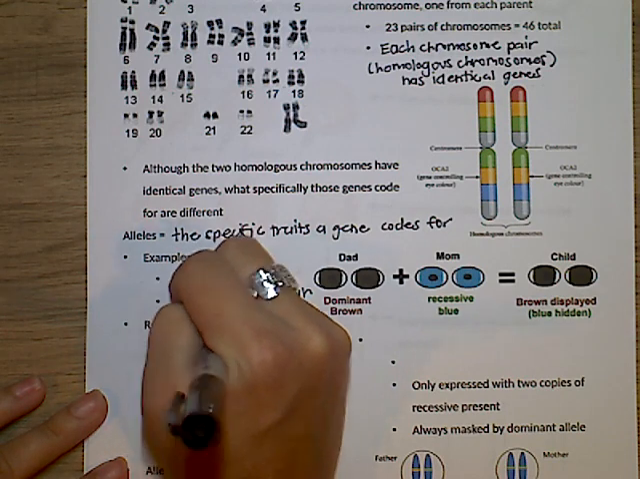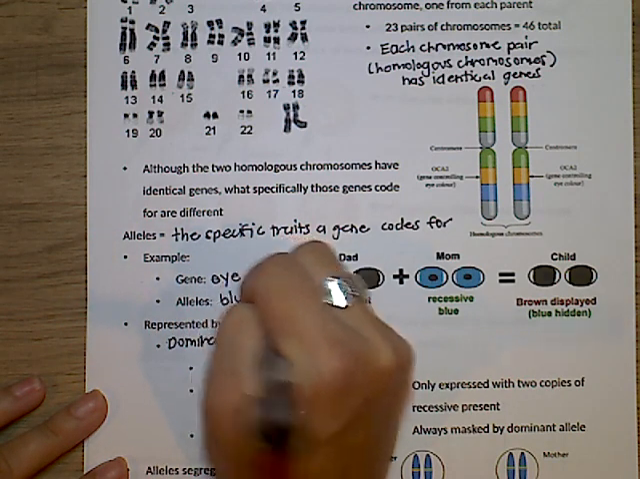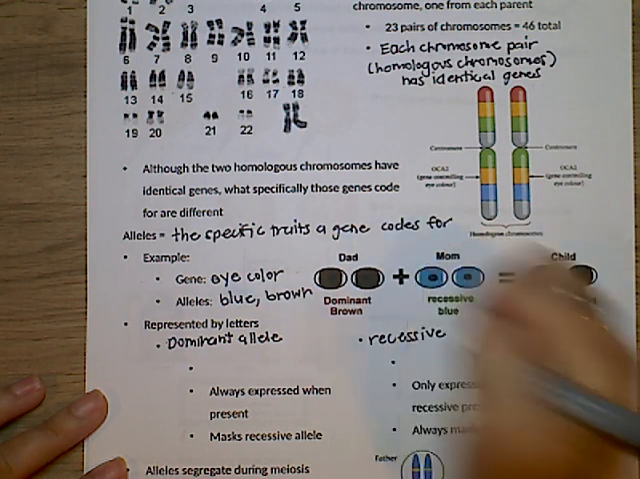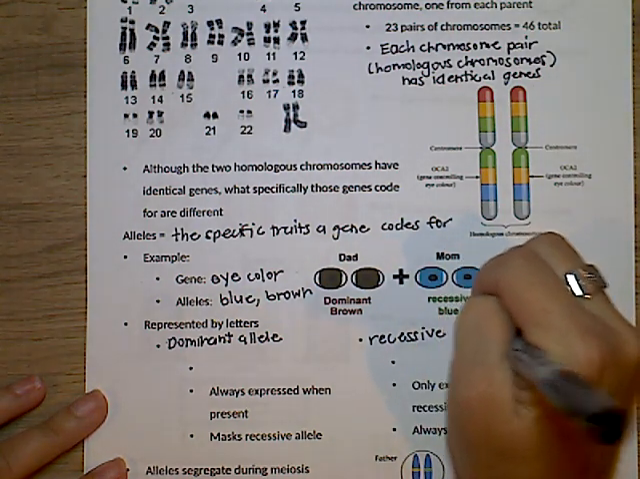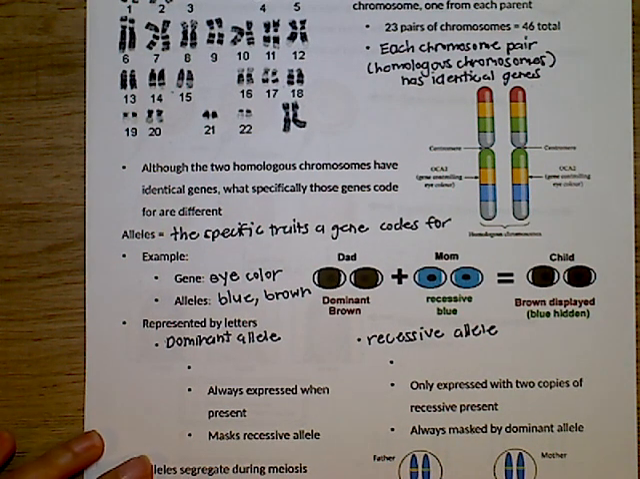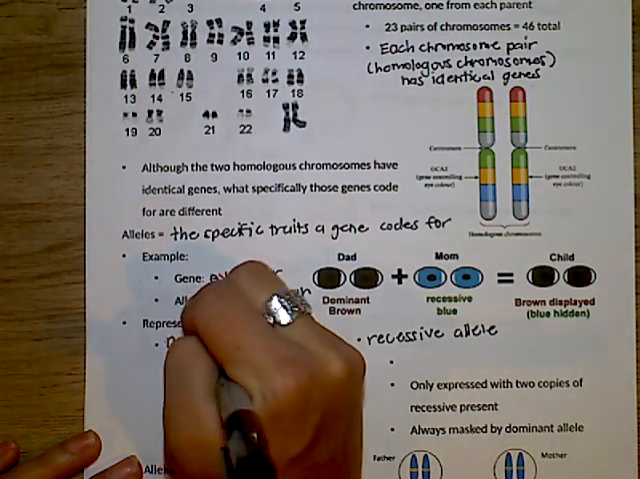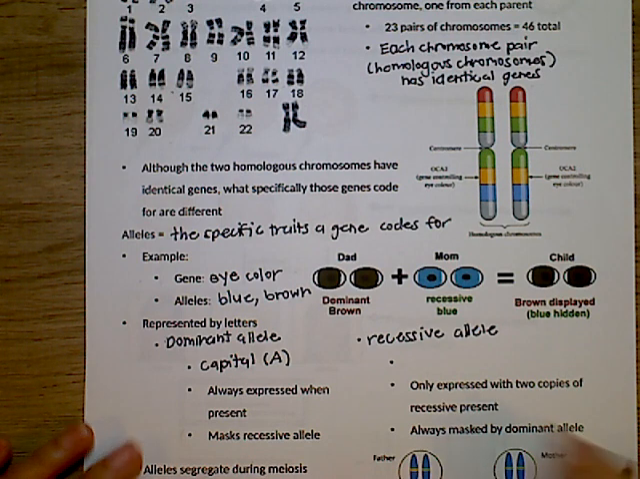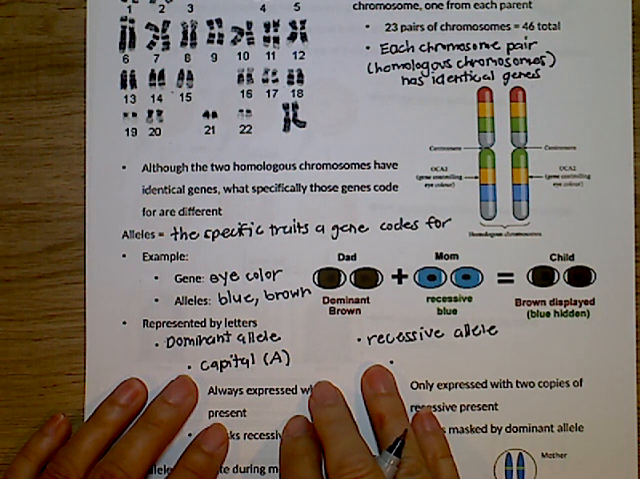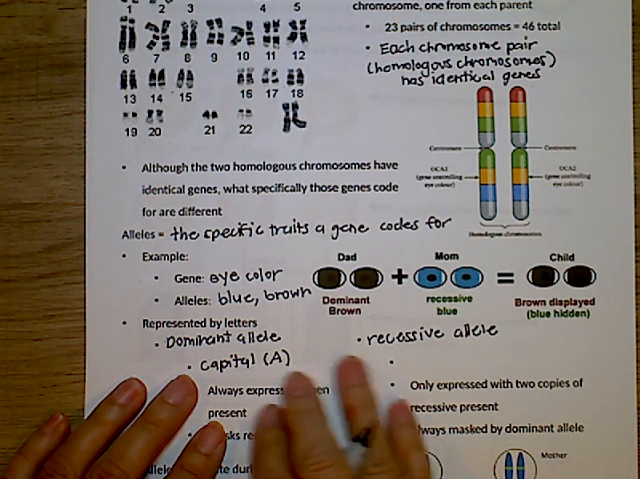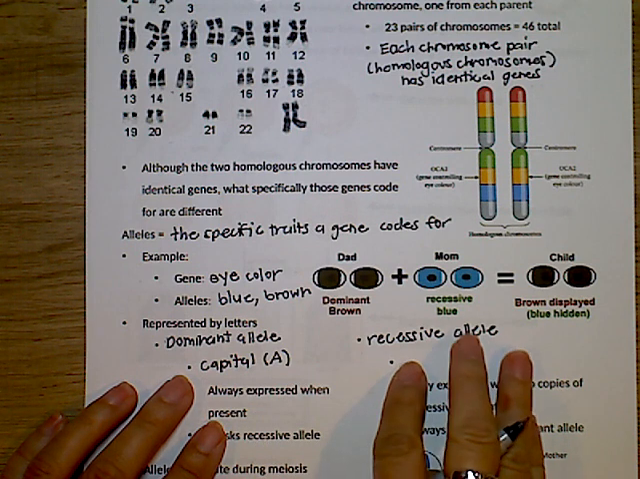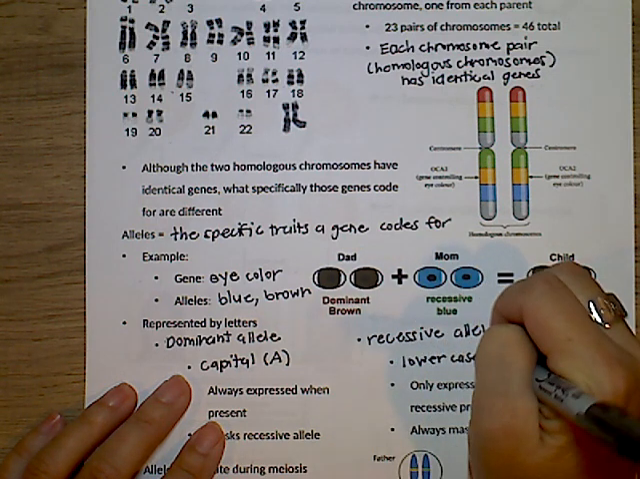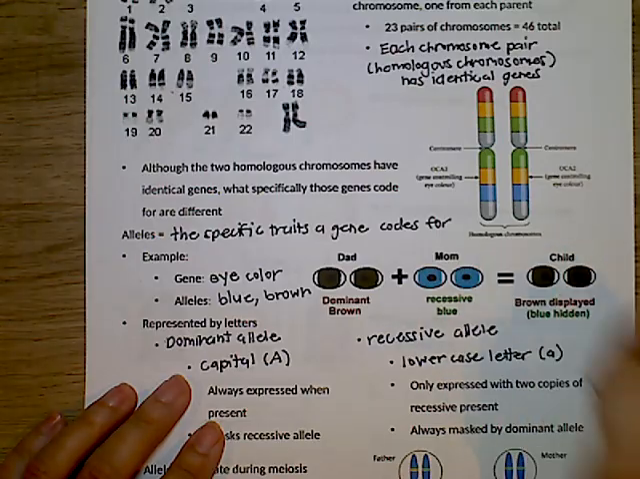So we have dominant alleles, and we have recessive alleles. The dominant allele is always represented with a capital letter. Again, the letter itself is irrelevant. Usually we just pick letters that are easy to differentiate between capital and lowercase, so we wouldn't want to use a C because they look the same in each case. And the recessive allele is always the lowercase letter. So we'll say little a.